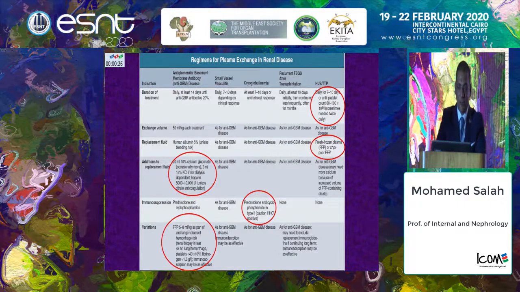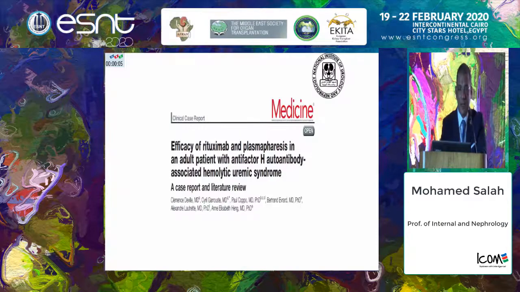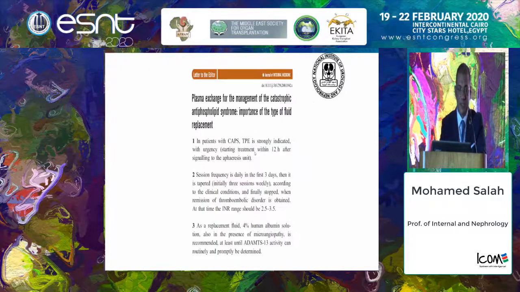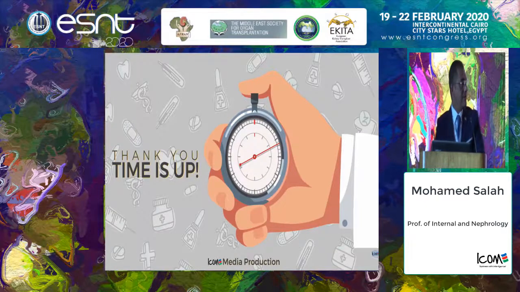In immunosuppression, you use prednisolone and cyclophosphamide in type 2 cases of cryoglobulinemia, and there are variations in other modalities you can use, especially in anti-GBM, fresh frozen plasma for 4 to 8 milliliter per kg as part of the exchange volume if hemorrhage risk is present. This is the efficacy of rituximab and plasmapheresis in adult patients with autoantibody-associated hemolytic disease.